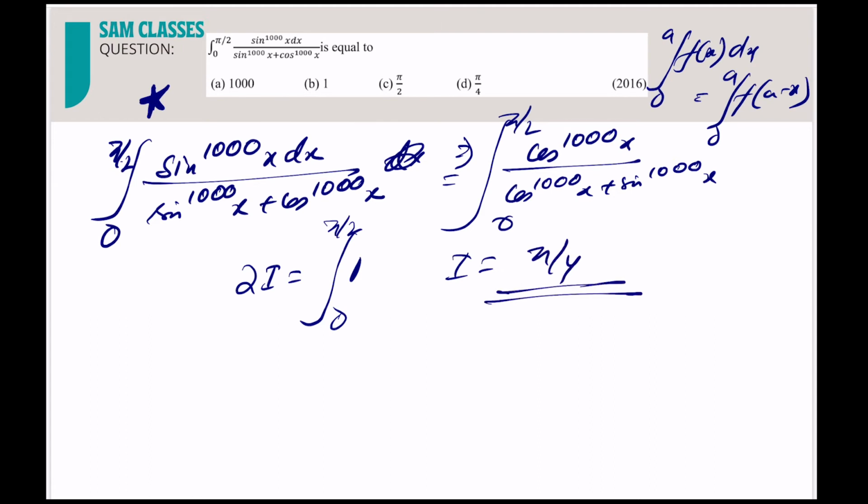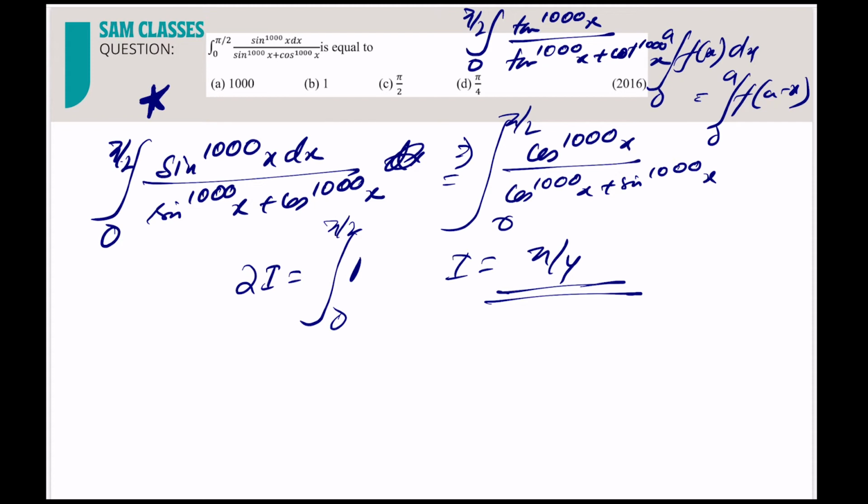That's it. Clear? So you need to understand, whenever the same thing, if they give it in the form of 0 to pi by 2, let's say tan of 1000x by tan of 1000x plus cot of 1000x. So we have done in the PYQ section about sine and cos.